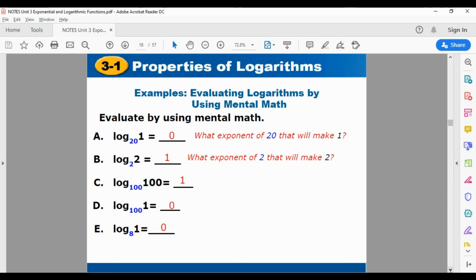Here are a couple of quick exponentials, a couple of quick logarithms, that you can look at and evaluate mentally.